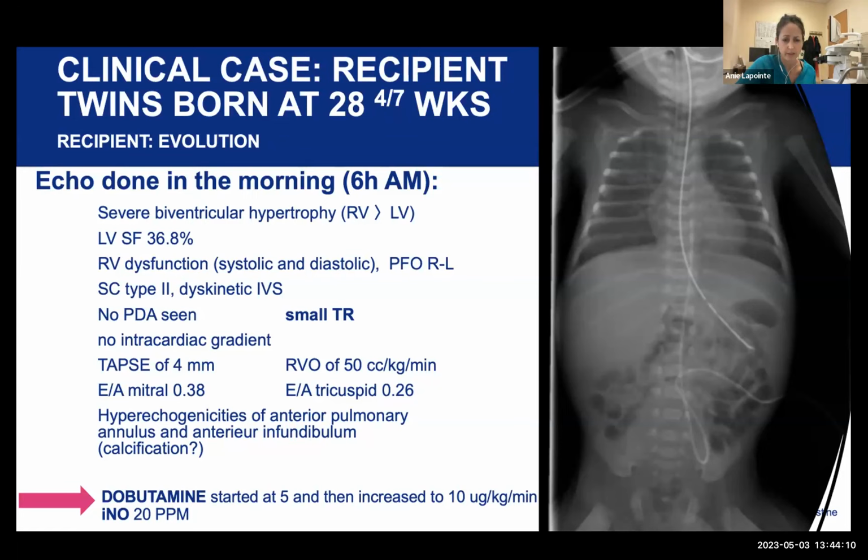The medical team at that time decided to start dobutamine, mainly to help the right ventricle function. We can argue that when we have a severe biventricular hypertrophy, the start of inotrope sometimes can bring deterioration of this patient. However, for this patient, it really helped. But that was the choice at that time. And they also started nitric oxide at 20 ppm.